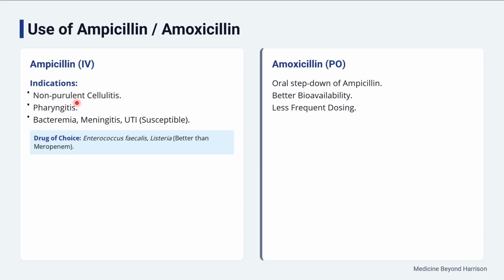Current indications for ampicillin are non-virulent cellulitis, pharyngitis, bacteremia, meningitis, and UTI. It is the drug of choice for Enterococcus faecalis and Listeria. For Listeria, ampicillin is even better than meropenem, and for Enterococcus faecalis, which is susceptible, this is the best drug that you can give. Amoxicillin can be used for oral step down of ampicillin. It has better bioavailability and can be given less frequently.